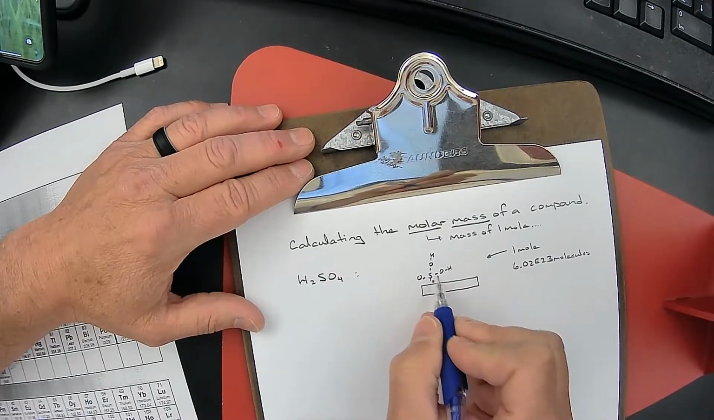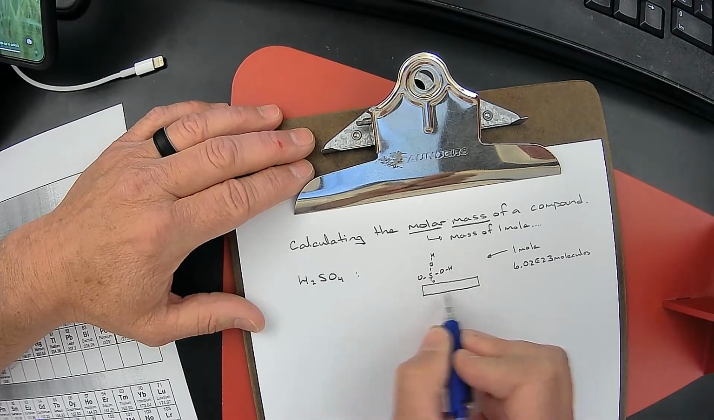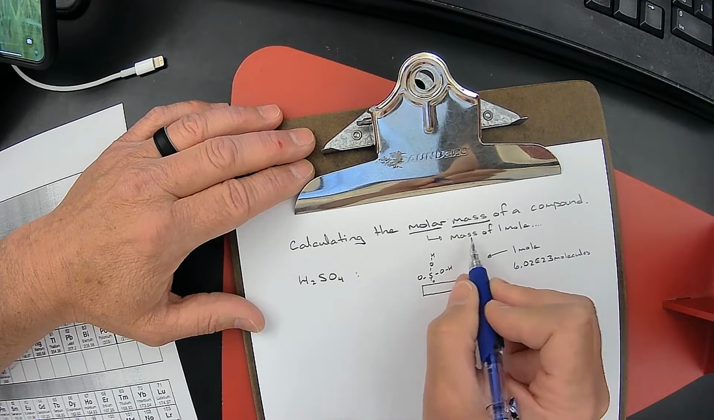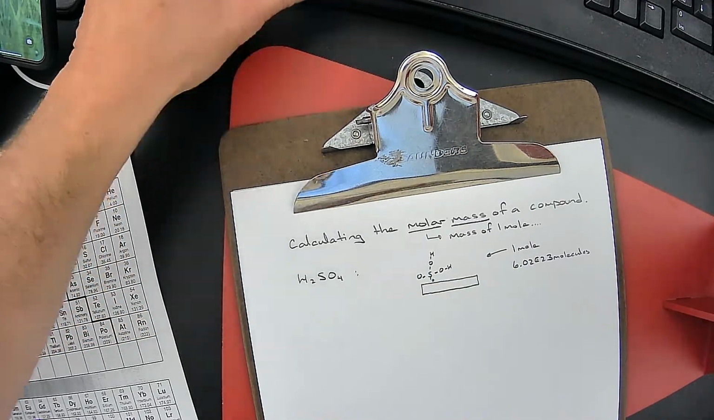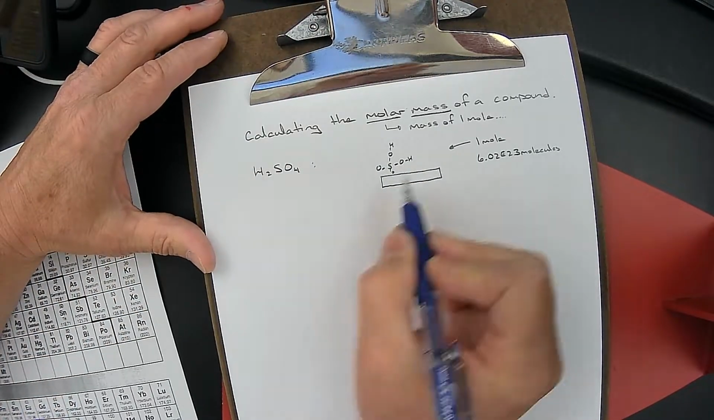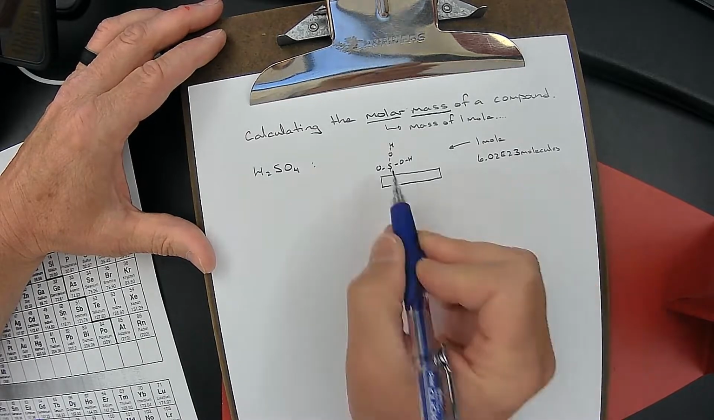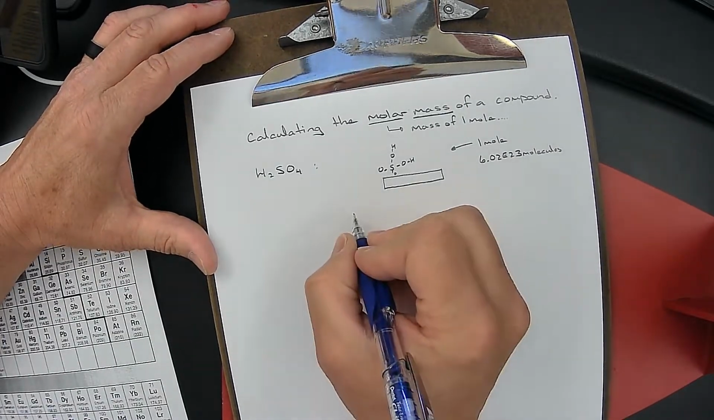So we're putting that many H2SO4 molecules on the balance, and I want to know what the balance is going to read. That's what this question is asking, the molar mass of a compound, calculating the mass of 1 mole. So if I put that many, 602 billion trillion molecules on that balance, what's the balance going to read? Well, here's how we do it.